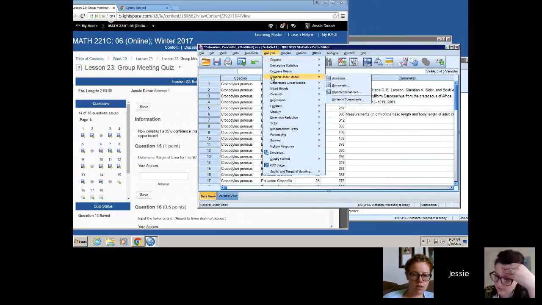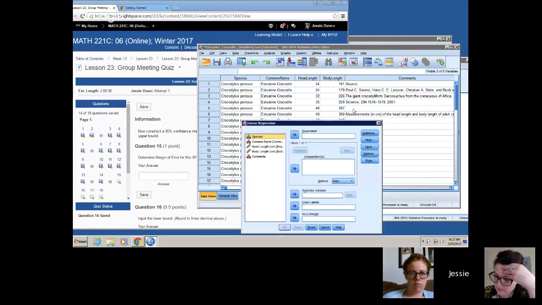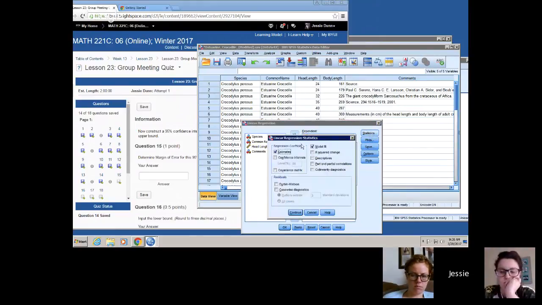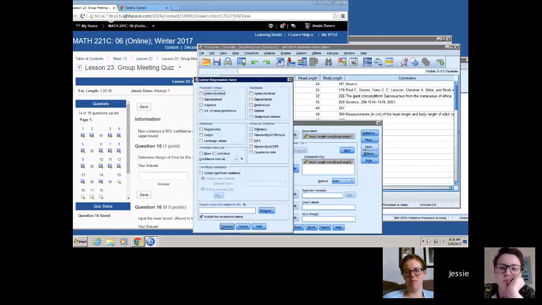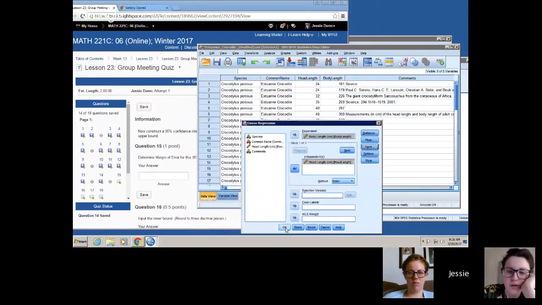So analyze, regression, linear. So the dependent is body length. Independent is head. Now I can do statistics now, right? So yeah. What was I supposed to do in save? Let's see, save. Oh, unstandardized. Continue. Okay.